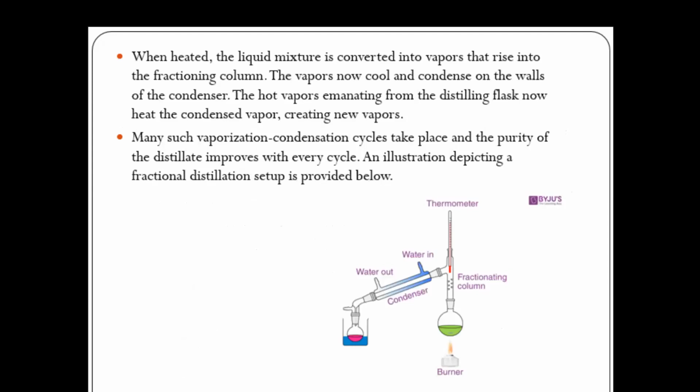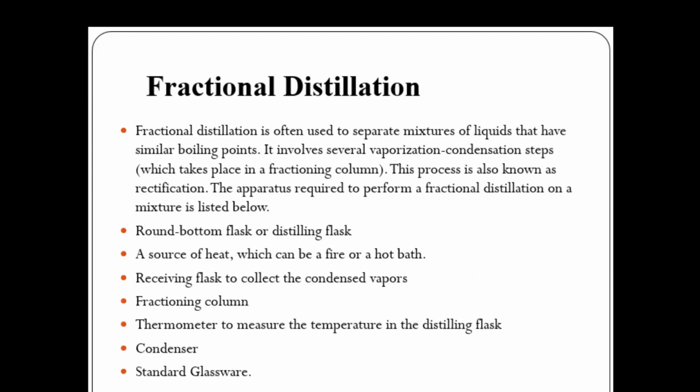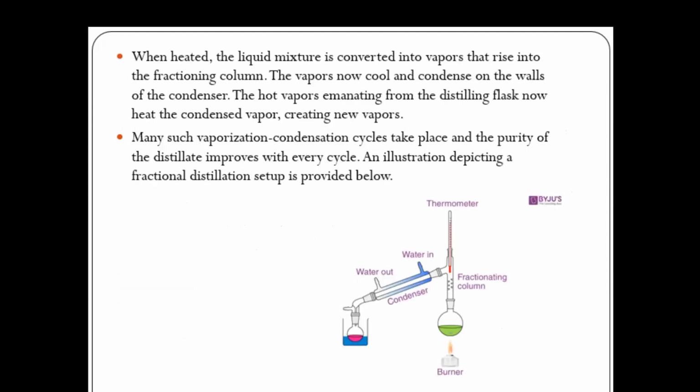Okay. This is the simple structure of distillation you can see. When heated, the liquid mixture is converted to vapors. This is the round bottom flask or distilling flask, and two different types of mixtures are present in it. After giving the temperature, the boiling points are different, so the liquid is converted to vapors, and the vaporization process takes place. And this is the condenser. Cooling is provided in it, so the vapors are converted to liquids and further collected in the receiver.